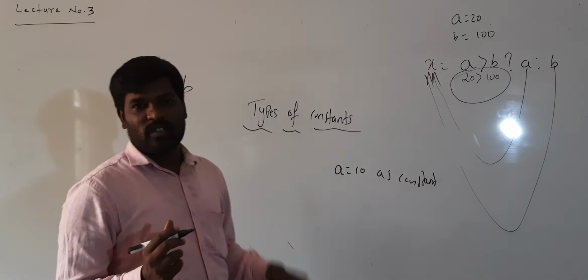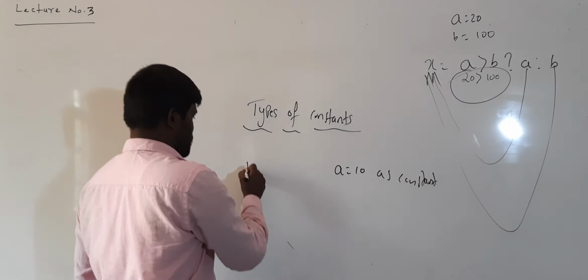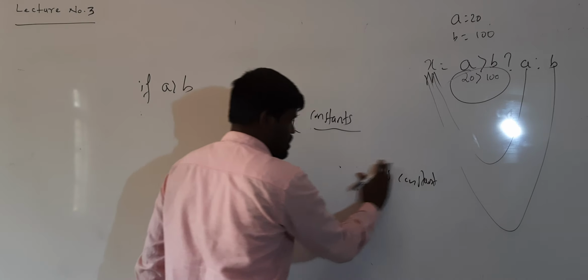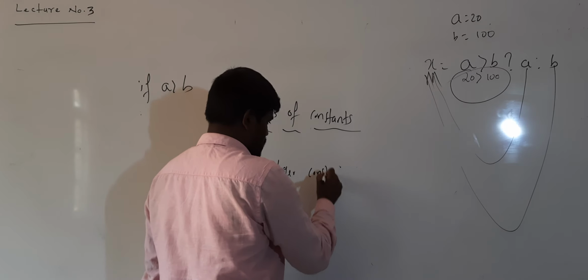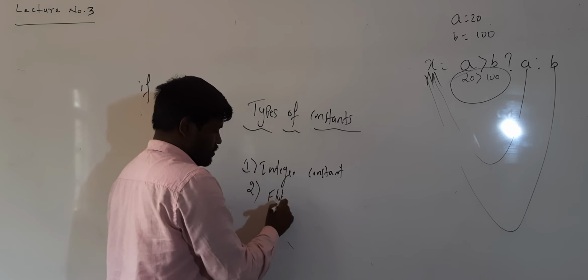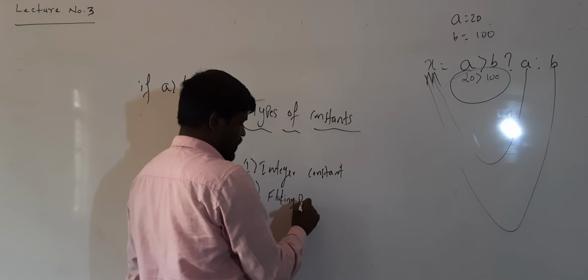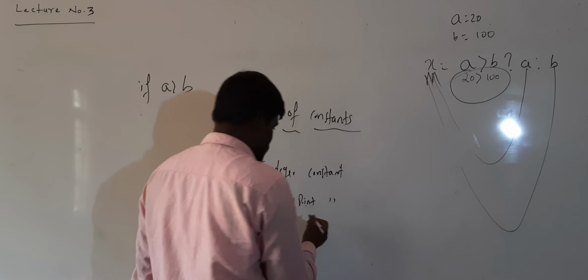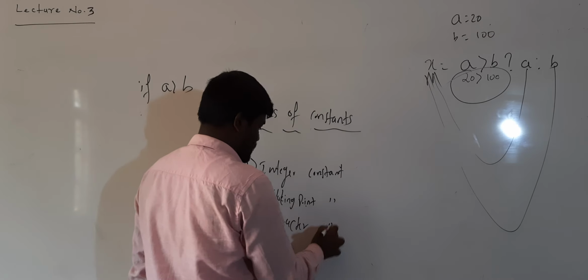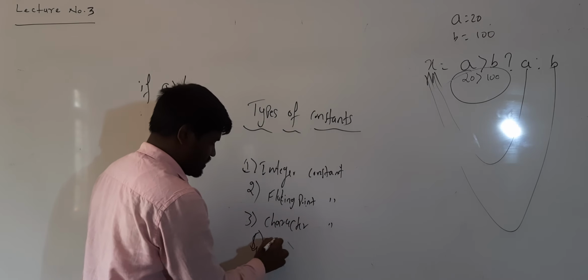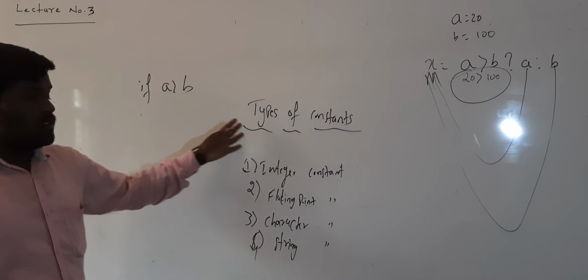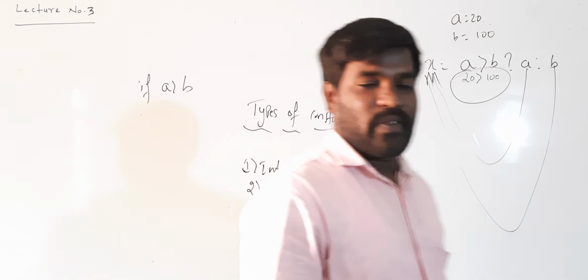Types of constants: there are four types. First is the integer constant. Second is the floating point constant or decimal constant. Third is the character constant. Fourth is the string constant. So constants can be classified into four types.